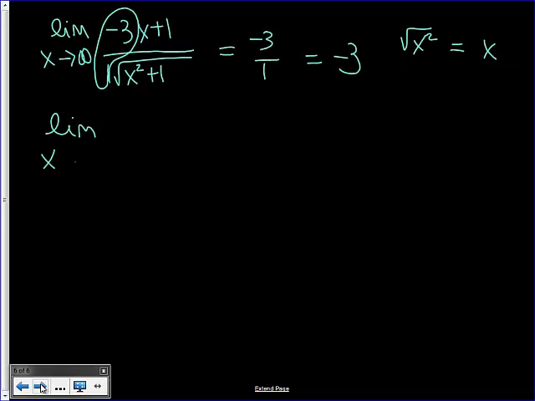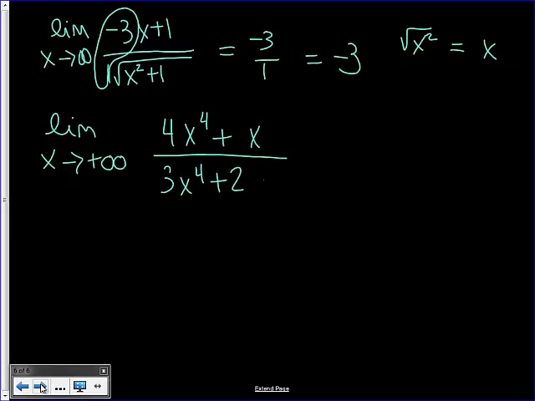Let's do one that's maybe a little simpler than that. My limit as x approaches positive infinity of 4x to the 4th plus x over 3x to the 4th plus 2x. Well, let's look at this. Who has my power? Well, they're the same, so they share power. So let's look at my a and my b. It is just 4/3.